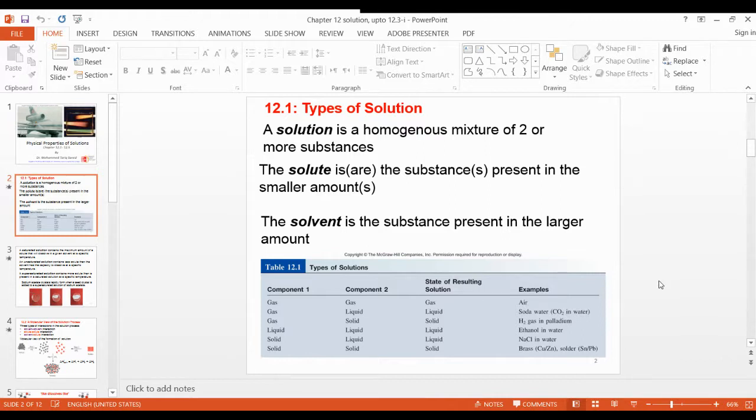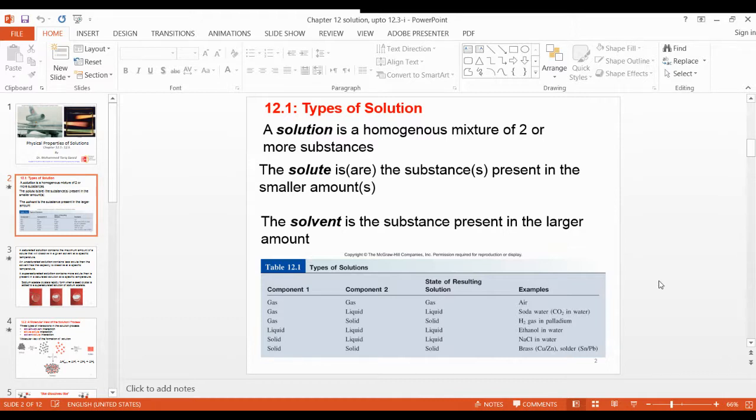And sugar also in that container, sugar is also a solute. Gas, and the third example is hydrogen gas in palladium. Palladium is a catalyst. It will work in the presence of hydrogen gas. So the first component is a gas, the second is solid. This palladium is solid. So you will get a solid. The final solution will be solid because the gas is passing through this.